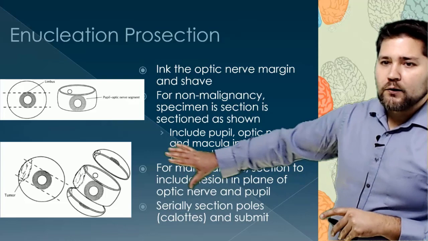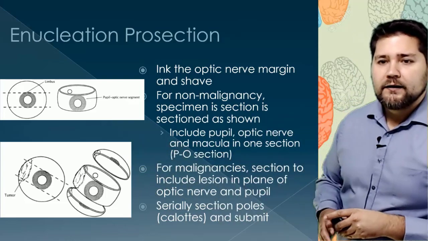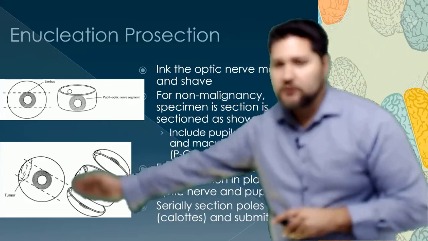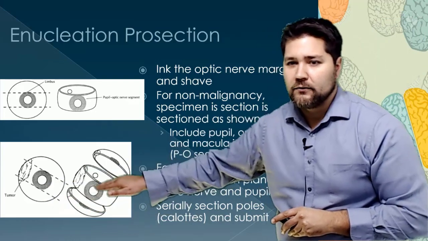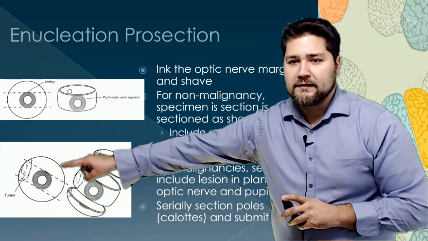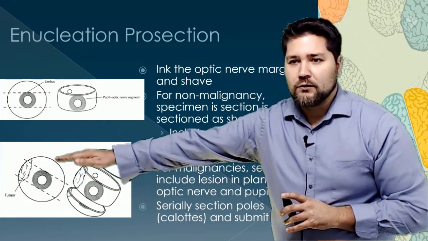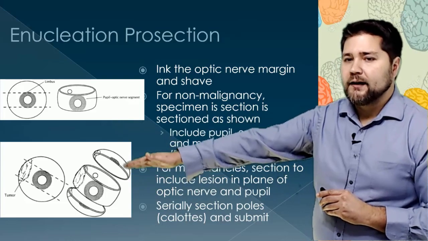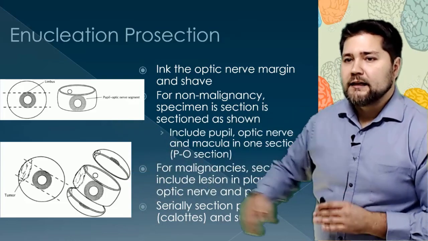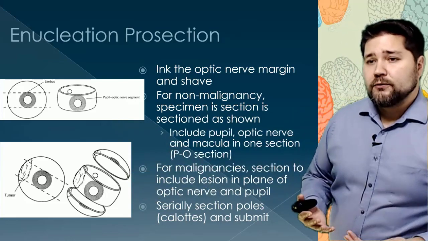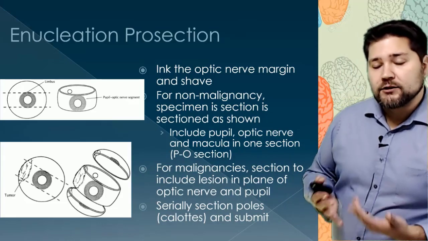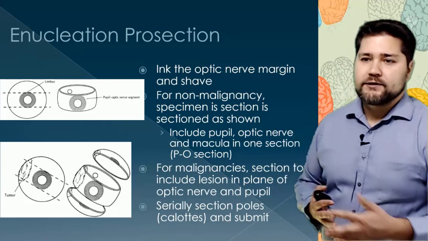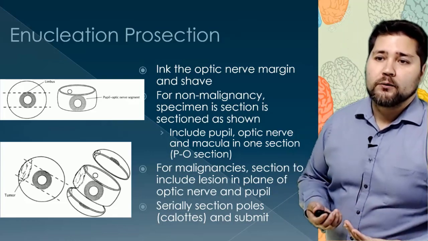So if you look over on the far left there, let's say the eye was oriented superior, inferior, medial, lateral. Well, the tumor was located in this superior medial region. So what they have to do is just rotate it and make sure you make a cut so that that tumor is going to be in the same plane as your pupil and your optic nerve. And that should be your first cut. So that's what the transillumination is for, and that's ultimately what we're going for.